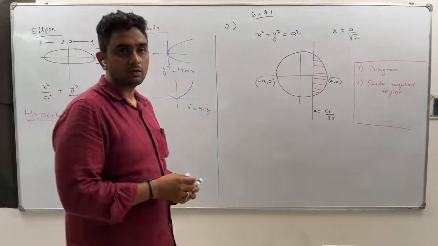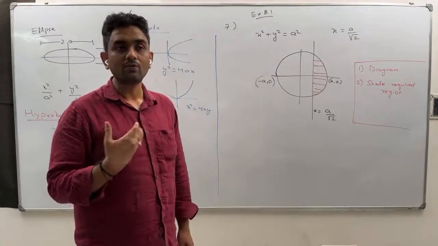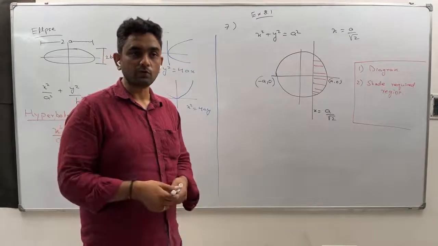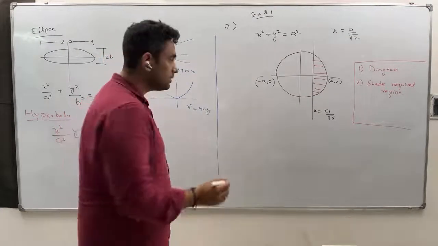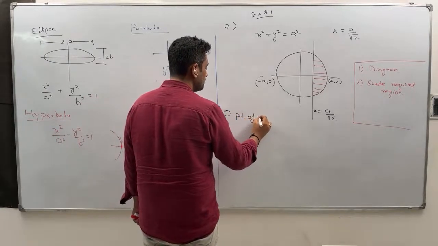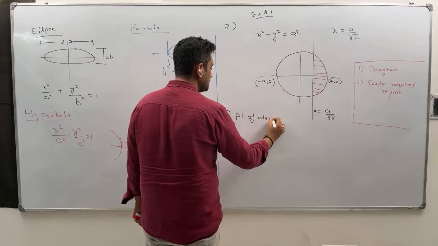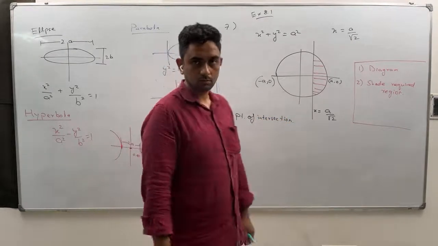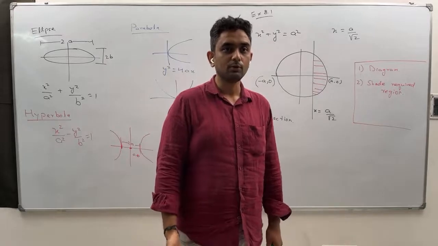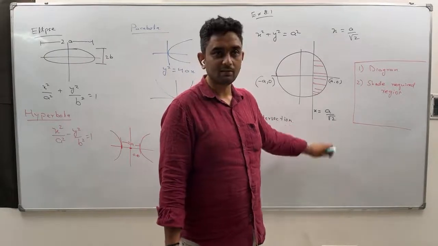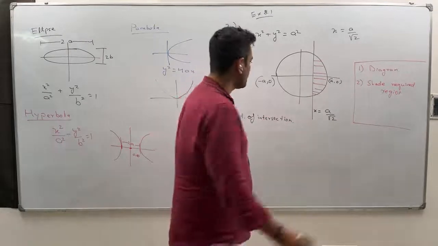Now that you have done that, the first question arises, how will I find the limits? To find out the limit, next you have to find the point of intersection. Now here it will be very simple. So tell me what will be the point of intersection? X equal to a by root 2. It's already given, right? X equal to a by root 2.